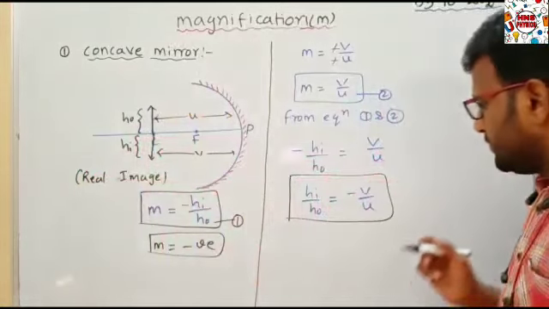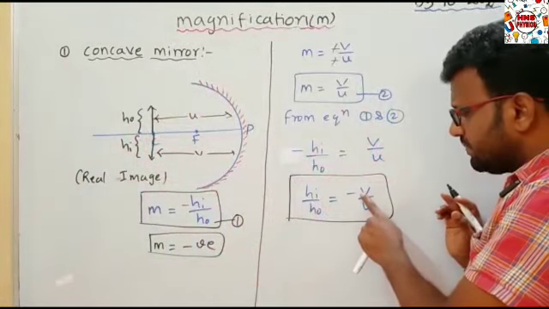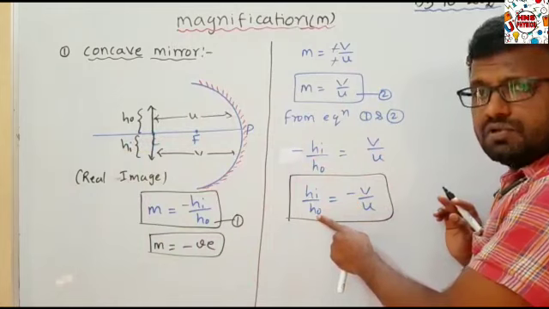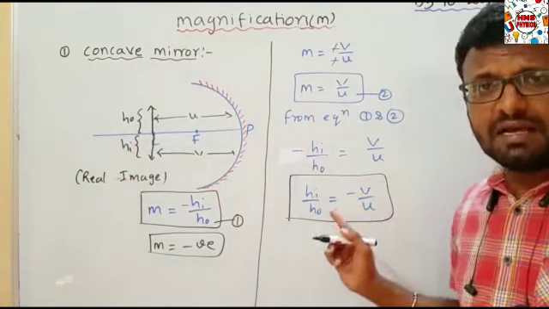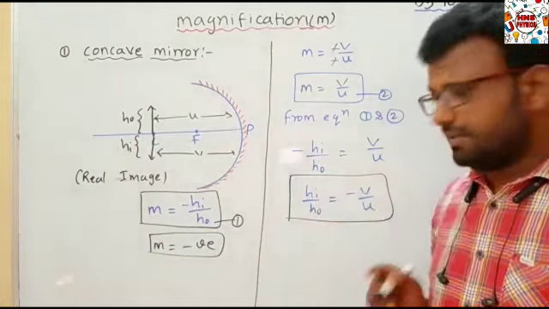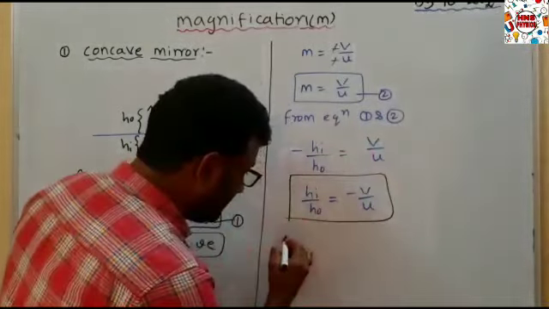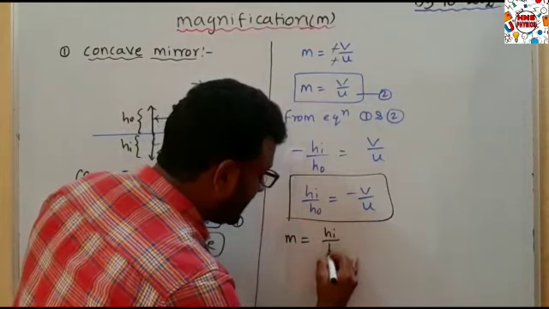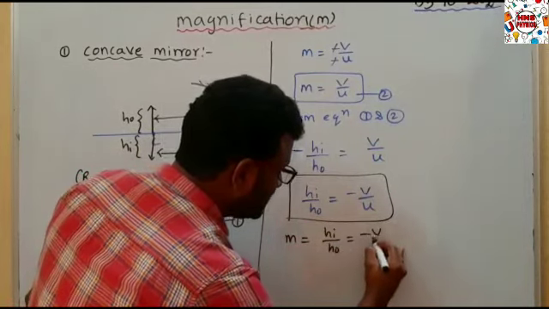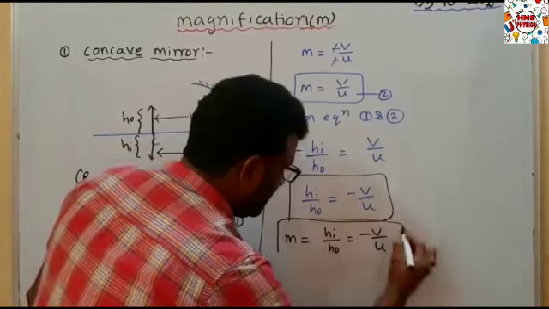For example, you know the object distance, you know the image distance, and also you know the height of the object. Then by using this formula, we can find the value of the height of the image. So finally we can write the magnification for concave mirror. That is m is equal to height of the image by height of the object is equal to minus v by u.